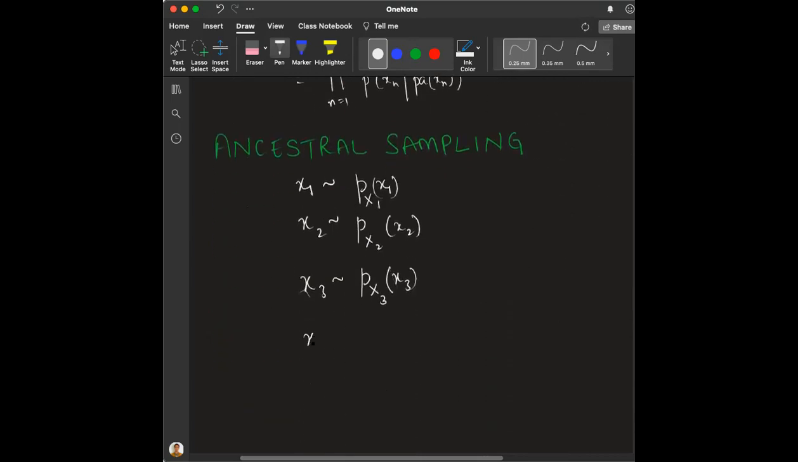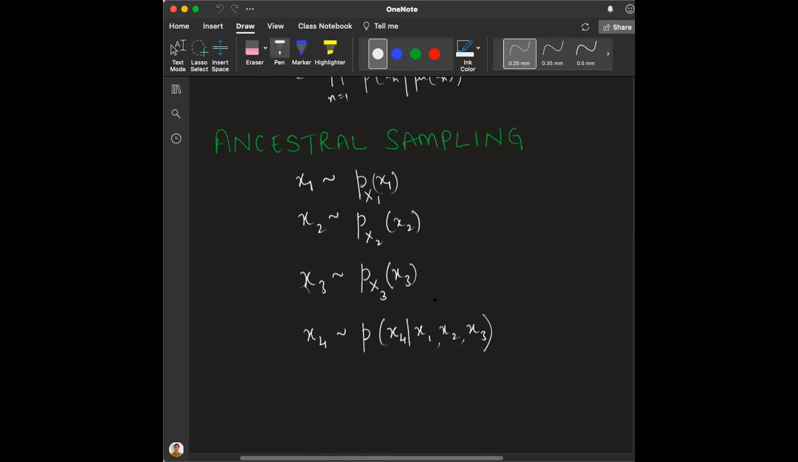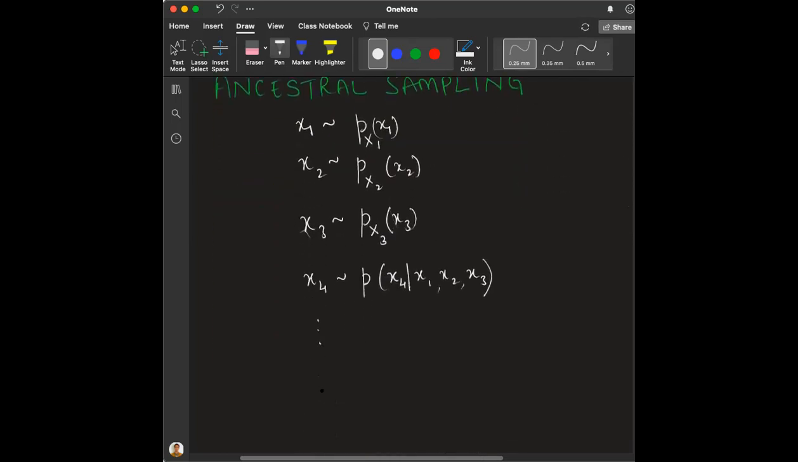So, basically, I know P of x4 given x1, x2, x3. So I can sample my x4 from this distribution. And it's again here, all these terms which I'm not writing for brevity. And then in this way, I will continue until I get x7. And that will be my one x vector.